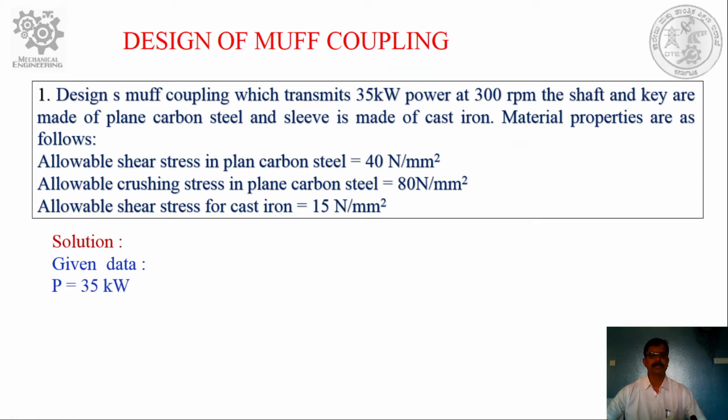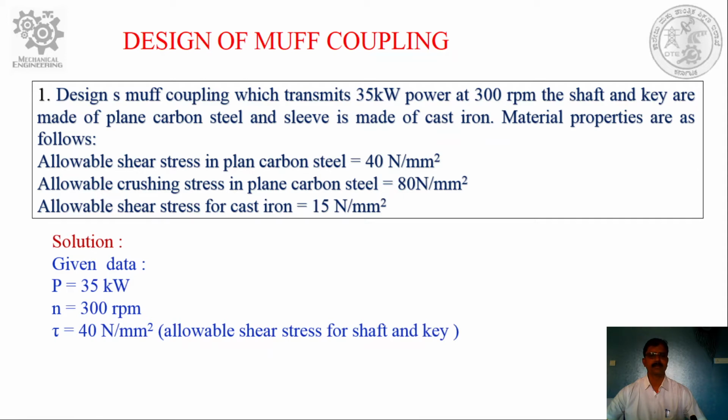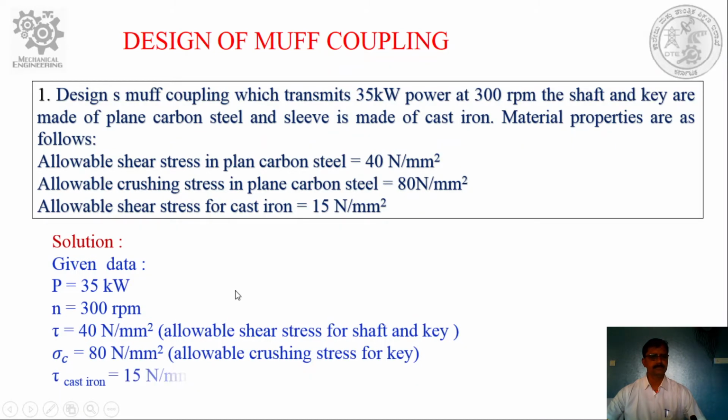P is equal to 35 kilowatt and N is equal to 300 RPM, and allowable shear stress in the plain carbon steel. The allowable shear stress for the shaft and the key is 40 Newton per millimeter square, and sigma C is equal to 80 Newton per millimeter square. That is the allowable crushing stress for the key, and tau for the cast iron is given in the problem. That is 50 Newton per millimeter square, the allowable shear stress for the sleeve. Now, after listing the given data, let's move on to the step-by-step procedure to design a muff coupling.